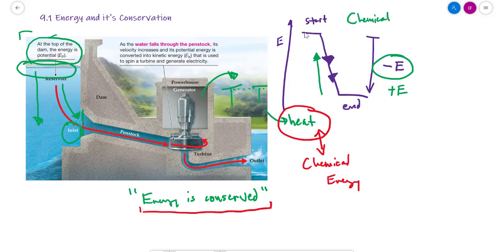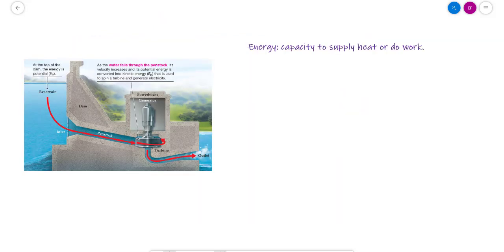We're really just tabulating all the possible ways that energy can be transferred, and as long as we remain steadfast in adhering to this principle that energy is conserved, then it's really just accounting. We can calculate how much energy is moved in different forms. So energy, within the context of this picture, or in chemical energy, is really just the capacity to either supply heat or to do work.